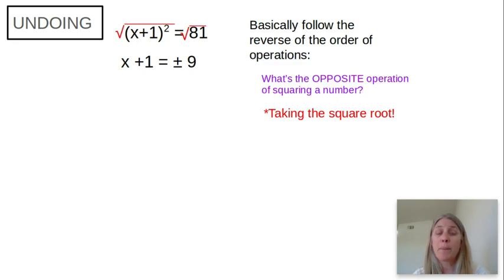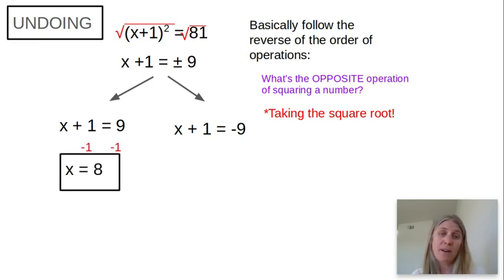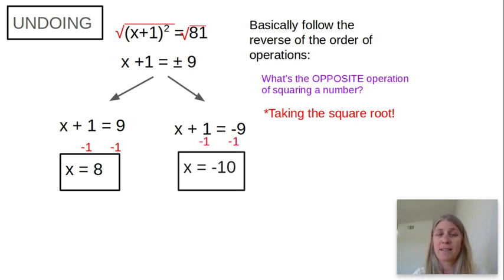At this point, we split up our problem into two different answers, one with a positive 9 and one with a negative 9. So we have x plus 1 is equal to 9 and x plus 1 is equal to negative 9. Now we just solve both of these normally. We subtract 1 from both sides, and we have x is 8 for one of our answers, and subtract 1 from both sides for our other one, and x is negative 10.